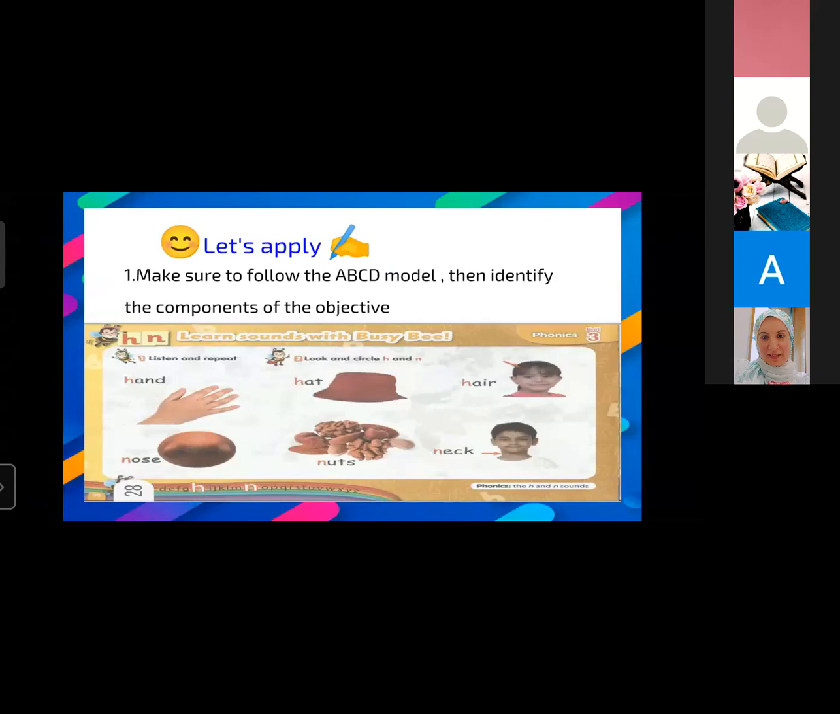And the condition, the environment, and the tools you are using, Noha. I don't get it. Okay, what teaching aids will you use here? The sounds. Yes.